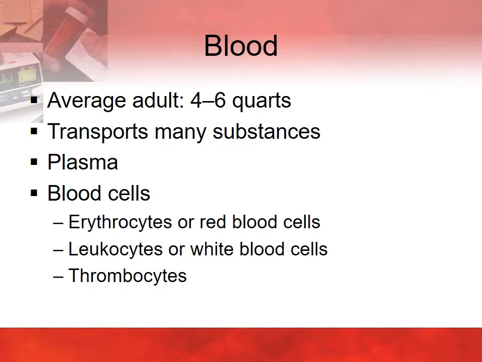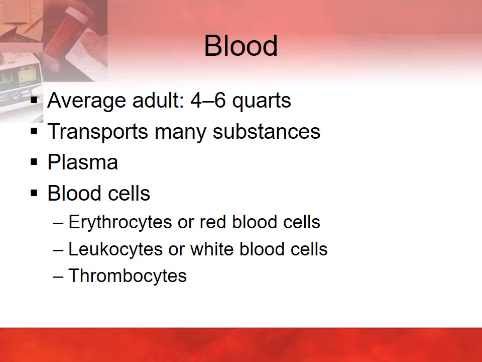So for blood, we have the average adult has about 4 to 6 quarts of blood. We consider blood a tissue because it contains so many different types of cells. There's red blood cells, white blood cells, there's clotting cells, so we've got thrombocytes. So a lot of different substances in there.